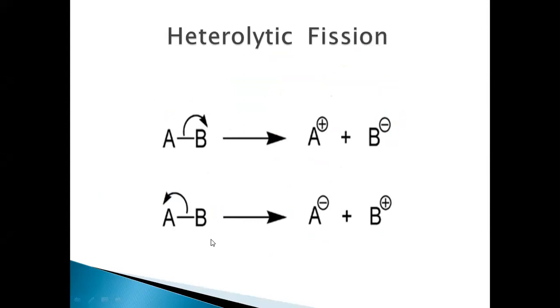Now let's see heterolytic fission. As the name suggests, the two electrons which are shared by means of the covalent bond are both shifted to only one atom after the fission. So one of the atoms gets a positive charge and the other atom gets a negative charge, depending upon the shifting of the electrons. This is called a cation and this is called an anion. This is heterolytic fission.